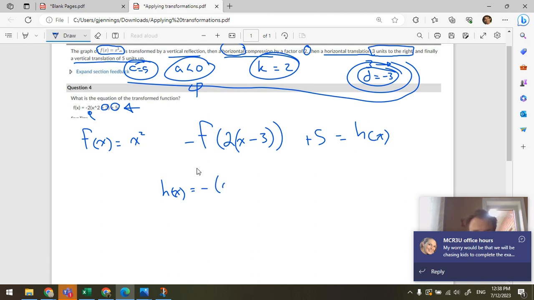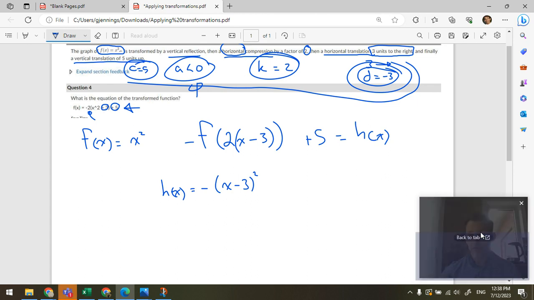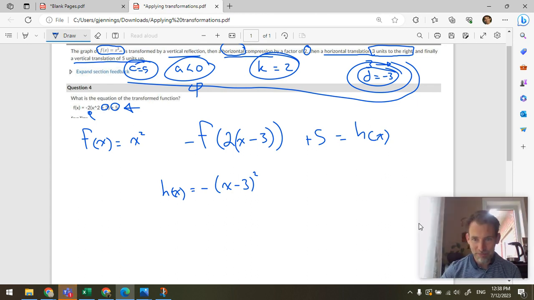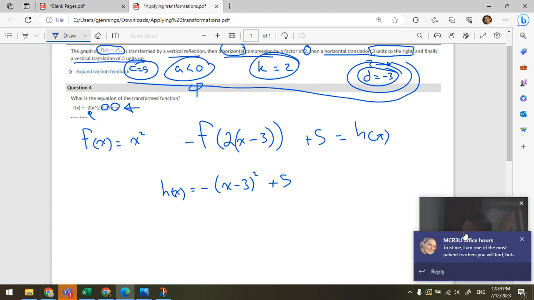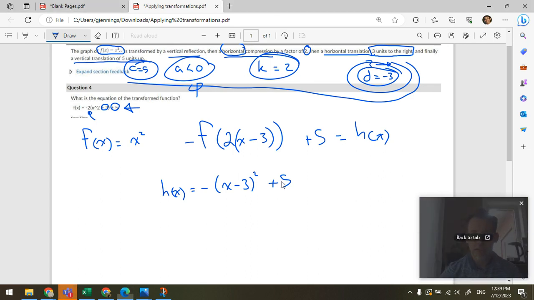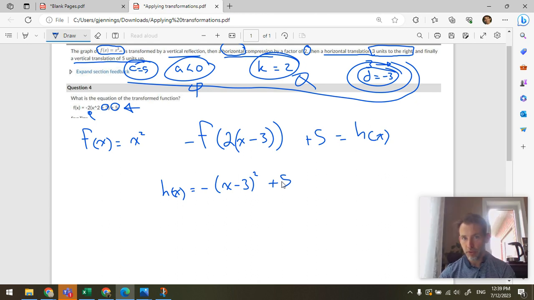negative bracket x minus 3 bracket squared. Notice that really looks a lot like vertex form of a parabola when we shift the vertex 3 to the right. It's the same, okay? And then plus 5. This will be correct, except I'm missing something. I'm missing this k is equal to 2. Okay, I'm missing that k is equal to 2. So this is not correct.